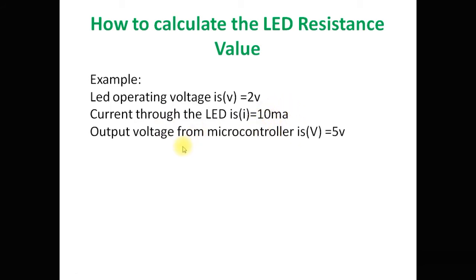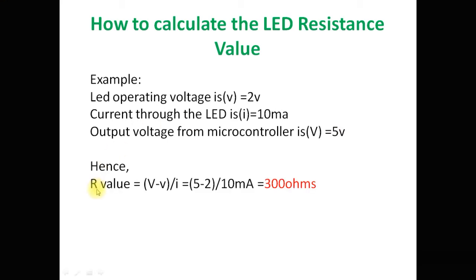Every microcontroller will be ready to provide an output voltage of 5 volts, or VCC. My PIC microcontroller will give an output voltage of 5 volts when my port is configured as output. Hence we calculate the R value. R is equal to the simple formula capital V minus small v divided by I. So 5 minus 2 divided by 10 milliamps. So we roughly get 300 ohms.